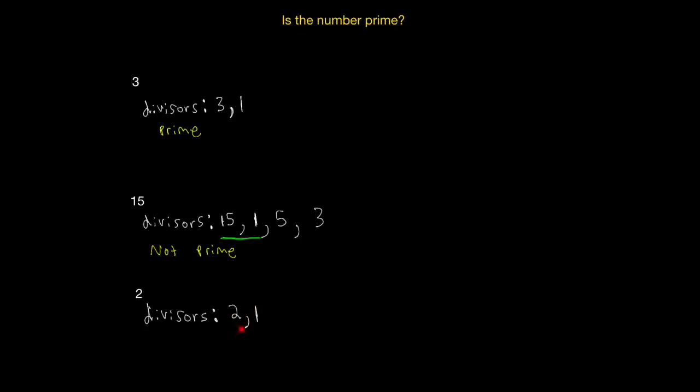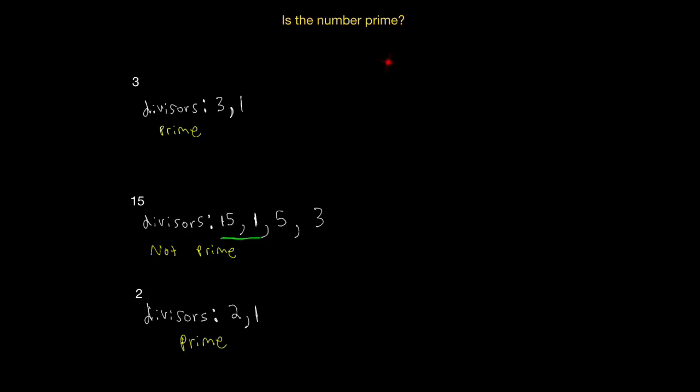2 and 1 are the only whole numbers that fit inside of 2 perfectly. So here we're going to say that 2 is prime. 2 is only divisible by itself and 1.